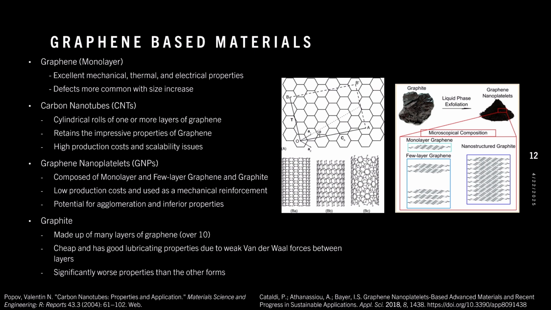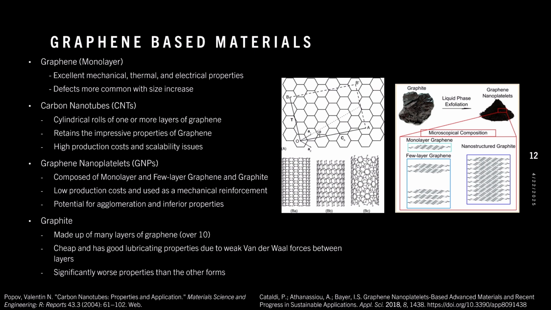Here's a breakdown of 4 different materials derived from or related to graphene. First, we have monolayer graphene, which is just a single layer of the hexagonal lattice. It has excellent properties as we've already covered. We also talked about the defects of graphene, which prevent large sheets to be made as the defects become more common as its size increases.